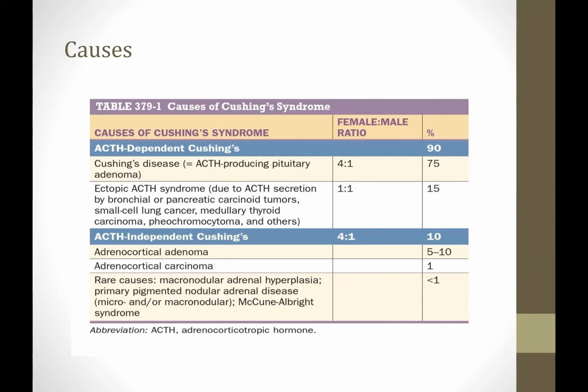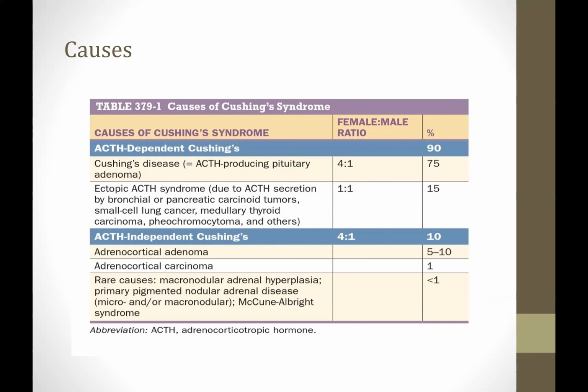In ACTH dependent Cushing, the most common cause is Cushing's disease, that is ACTH producing pituitary adenoma. And the second cause is ectopic ACTH syndrome due to bronchial or pancreatic carcinoid tumors, small cell lung cancer, medullary thyroid carcinoma, pheochromocytoma. And the ACTH independent Cushing's causes are adrenocortical adenoma, adrenocortical carcinoma, and rare causes like macronodular adrenal hyperplasia, primary pigmented nodular adrenal disease, and McCune-Albright syndrome.